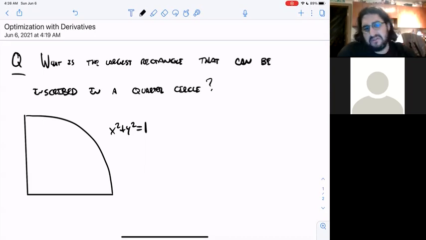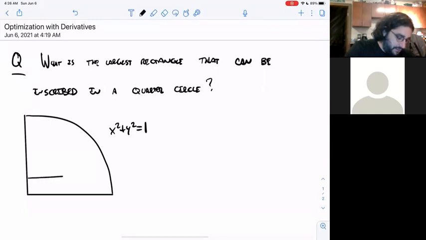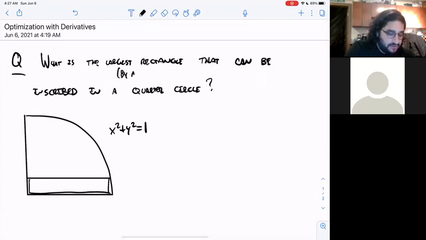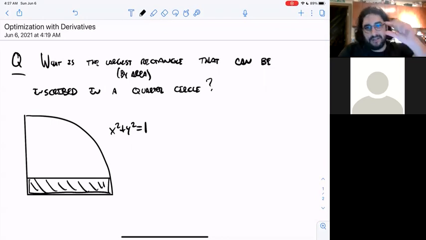And I'm going to assume it's a unit quarter circle, since the answer will be the same, just scaled proportionally. So for simplicity, let's pick a unit circle. And you can imagine, if you pick a rectangle that's too short, and when I say largest, I mean largest by area, it's not going to have very much area because it's too thin, right?